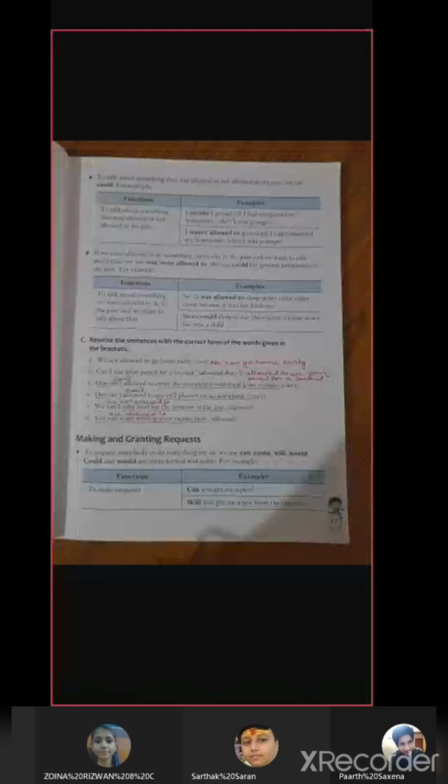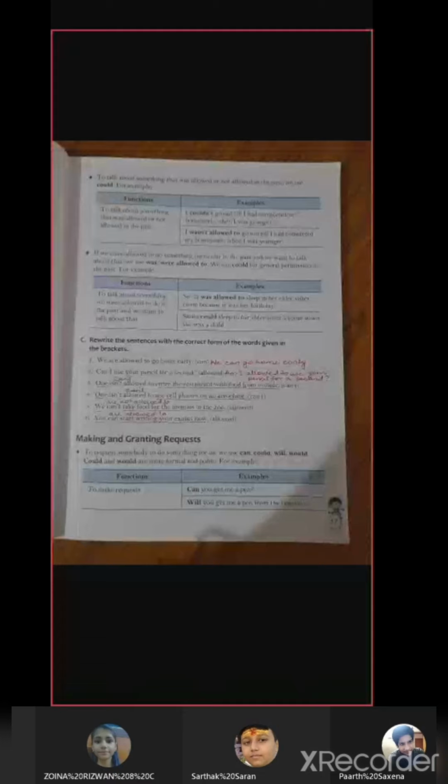Now let us see the function. Nita was allowed to sleep in her elder sister's room because it was her birthday. So they have told you was allowed to in the past. Okay. Smita could sleep in her sister's room when she was a child. So we are talking of the permission in the past. It was given to her that she could sleep in her sister's room.